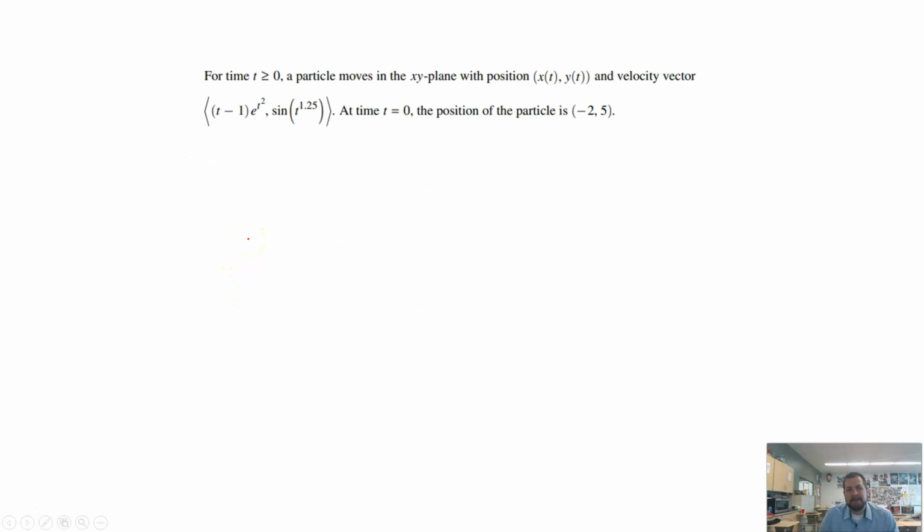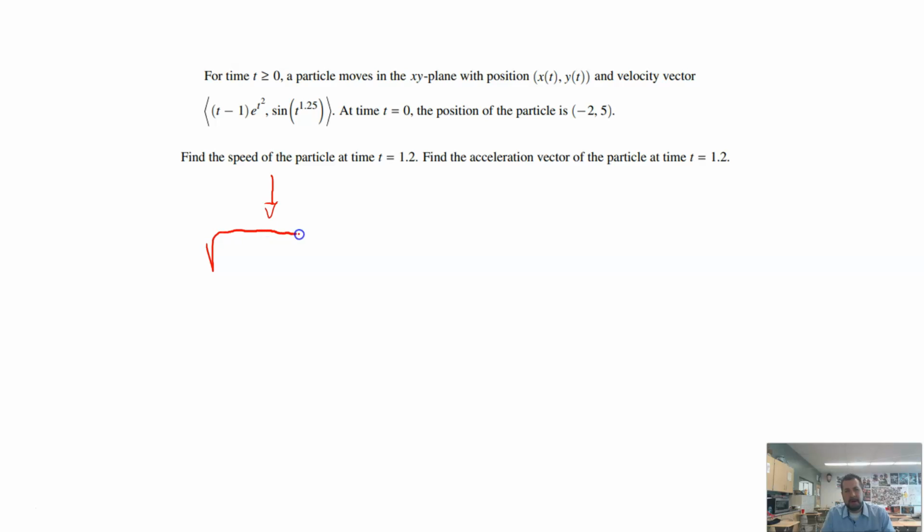You'll notice that for time greater than 0, a particle moves in the xy plane with the position x of t, y of t, and then it gives us the velocity vector. Then it also gives us an initial position for the particle. So again, fairly straightforward so far. Letter A says find the speed of the particle at time equals 1.2. So let's go ahead and do that first.